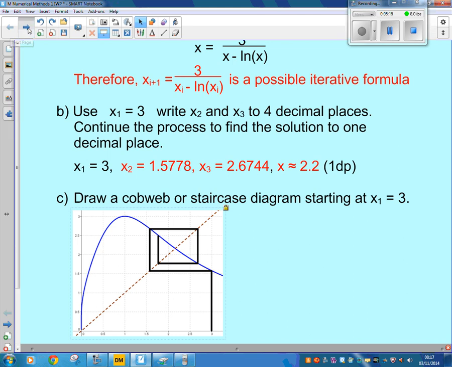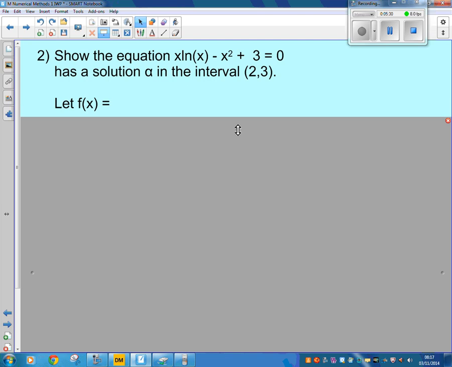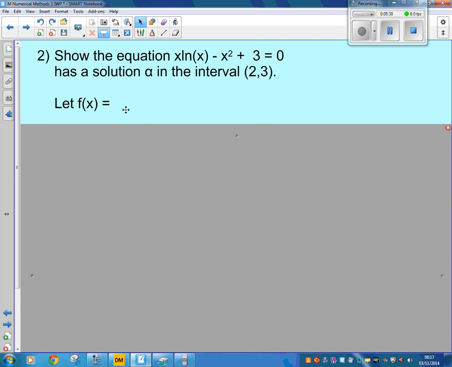Okay, let's look at the next question. Show the equation x ln x minus x squared plus 3 equals 0 has a solution alpha in this interval. Okay, first of all, you've got to make sure it equals 0. If it doesn't, we've got to rearrange the equation so it equals 0. So we start with let f of x equal x ln x minus x squared plus 3.